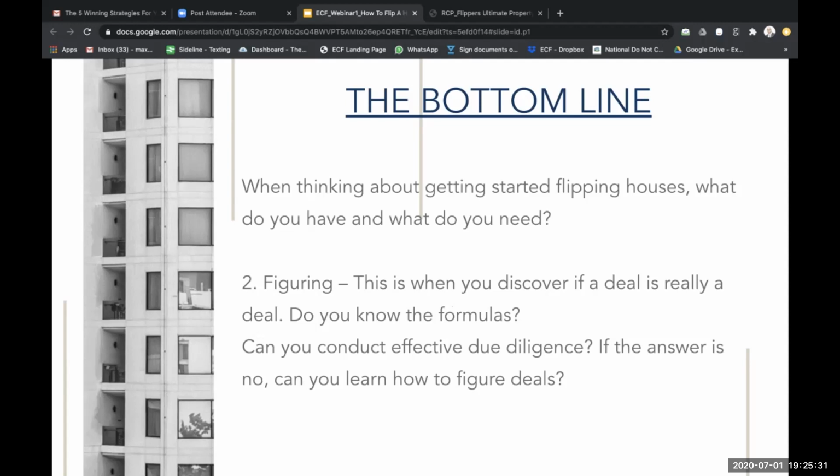Okay, number 2, figuring. This is discovering if a deal is really a good deal and knowing the formulas. Can you conduct effective due diligence? The due diligence is the inspector and crunching your numbers, whether it's a deal calculator or you have your own formula. If the answer is no, then how do you figure out deals? Can you figure out deals? Next page, please.